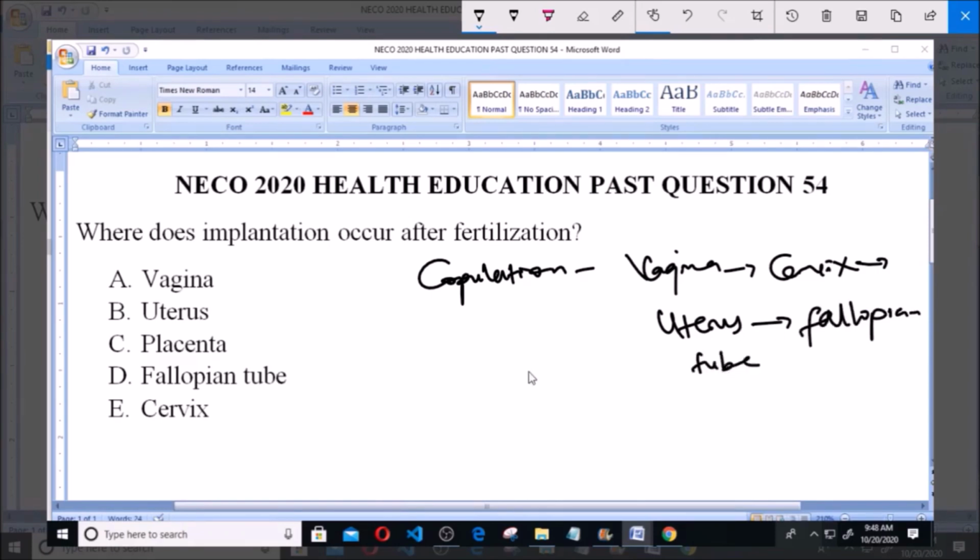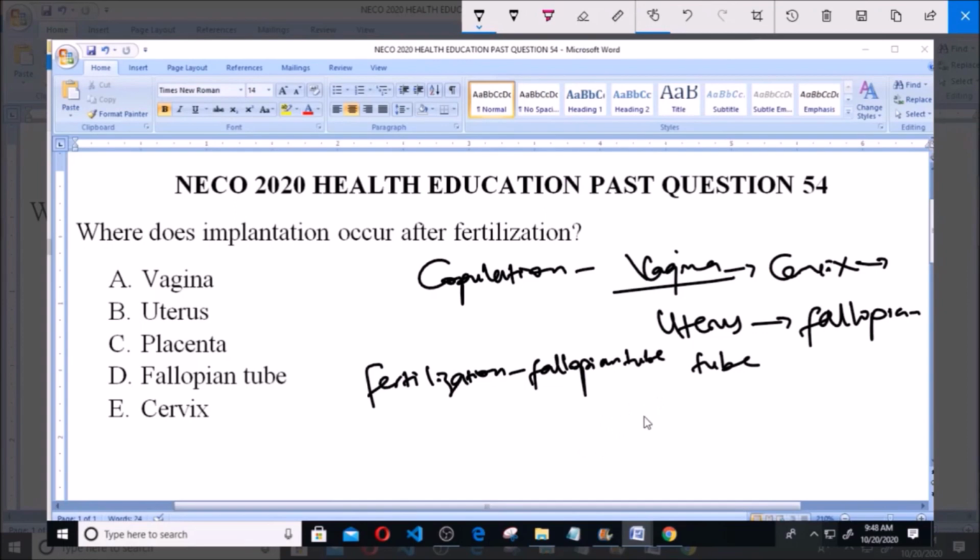Now, in the fallopian tube, that is where fertilization occurs. So you can see fertilization occurs in the fallopian tube, while copulation, that is sexual intercourse, occurs in the vagina. Now, once the egg is present in the fallopian tube, remember the egg of the female is released by the ovary.